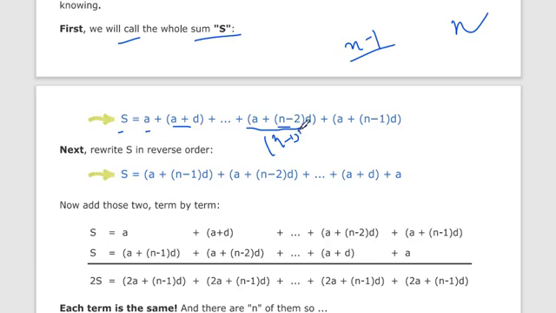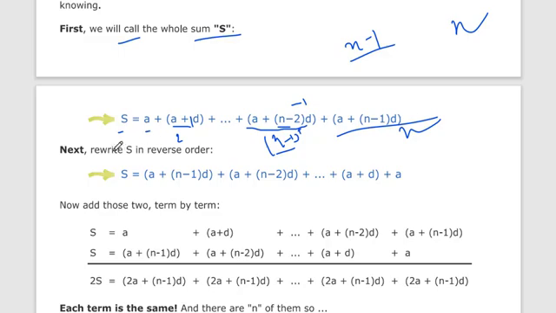Why is this the n minus 1th term? Because this is the second term, and what is the coefficient of d? It is 1. So for the n minus 1th term, we take n minus 2 times d, and this is our nth term. Okay, so this is our S.